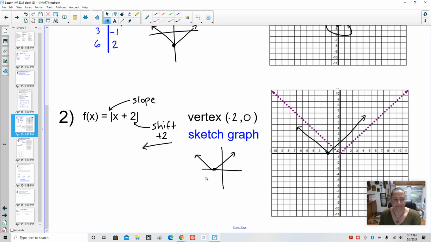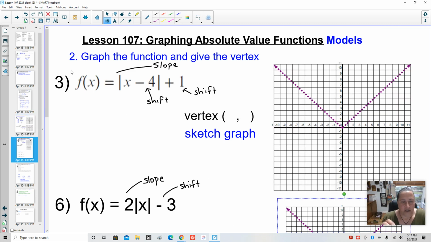All right. Number 3. All right, our slope is a 1, 1. We have a shift of a -4. That'll be a shift to the right. And we have a shift of +1 up. So we're going to shift a -4, which is a +4 to the right. And we're going to shift up 1. There's my vertex. So 4, 1. Then from there, we know that the slope is a 1, 1 slope. So it's going to follow that. Okay, so if I'm going to sketch that graph, I'm going to come over 4 and up 1, and then nice 45-degree angles coming off of that.